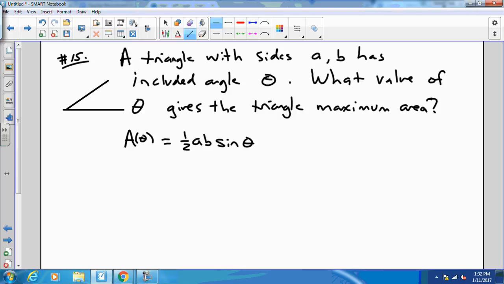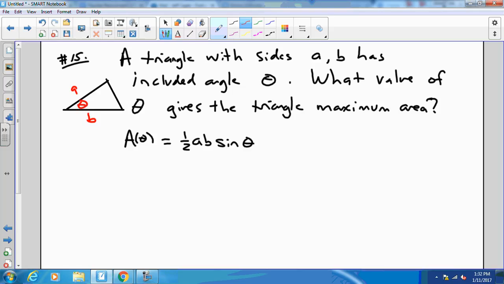So the idea here is that I'm going to have a segment A and a segment B and an included angle theta, and I'm going to change the angle theta, and as I do, the area changes, and the question is what value of theta will give me the max area. So I have a function already, check.